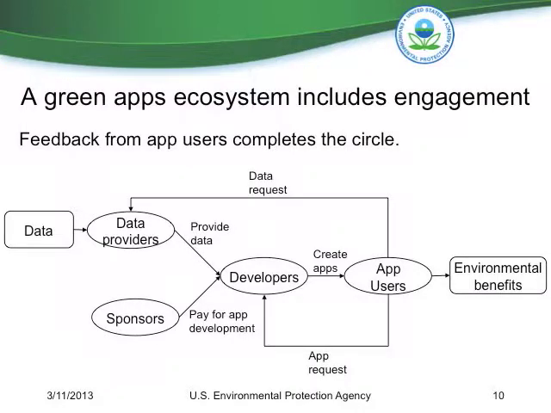So if we look at that diagram from before, it now is a little more complete. It's a little more complicated because it starts to reflect reality a little bit more. But you can see that you still have the data to data providers, to developers, to app users, to environmental benefits chain. But the two new elements are on the lower left. There we have sponsors who actually would pay for the development of an app instead of having a developer foot the bill and have the app eventually fall flat. And we have some feedback from app users.